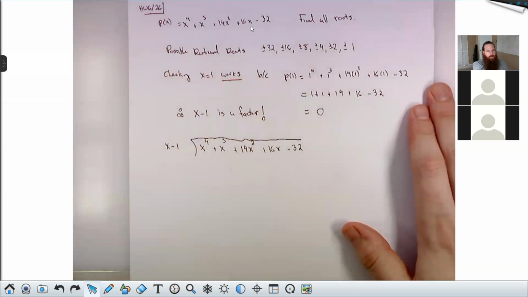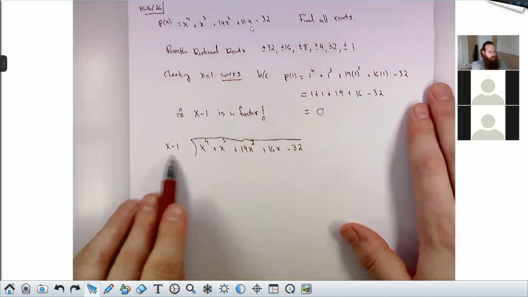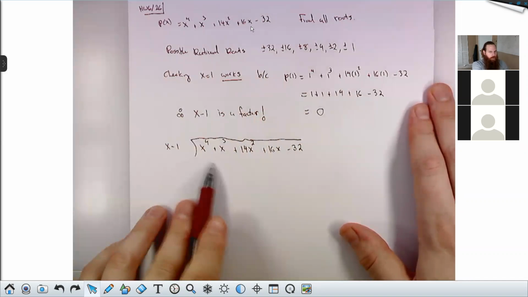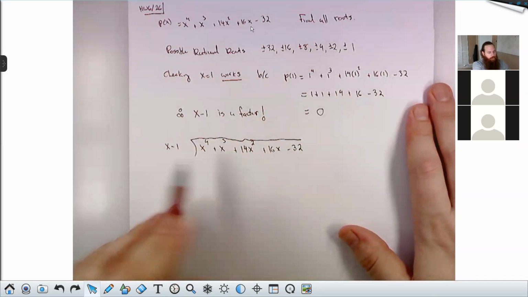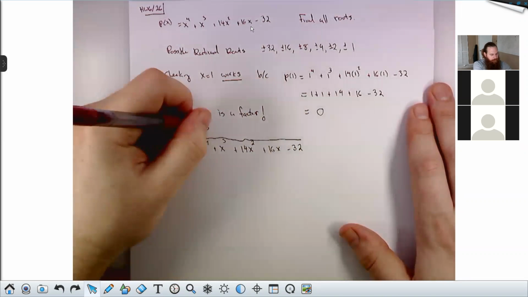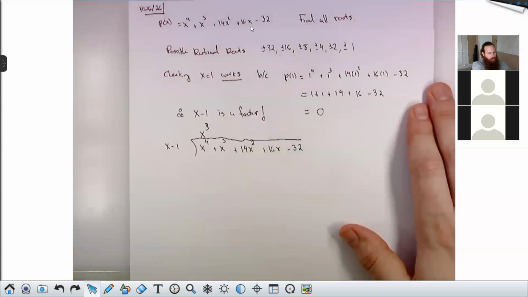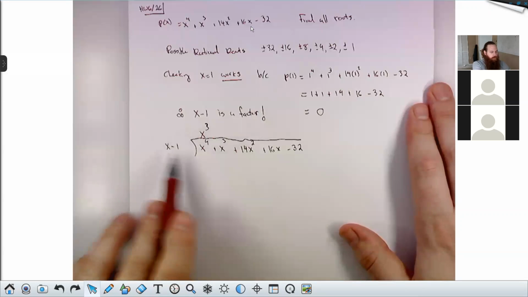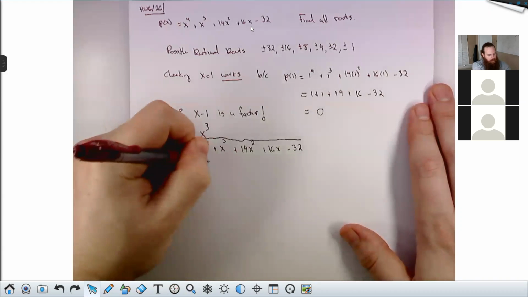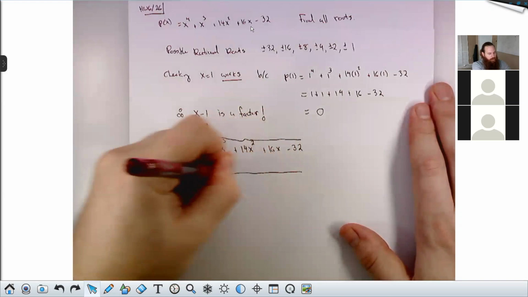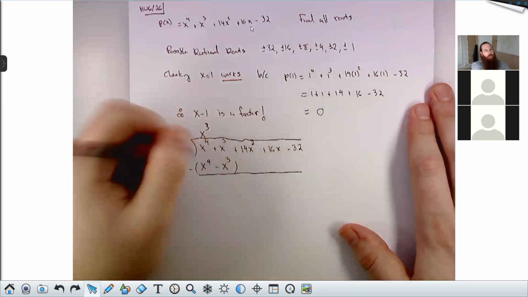and I long divide by x minus 1, the way I do this is just by paying attention to the lead terms. So to turn x into x to the 4, I would multiply by x cubed. So I write an x cubed up here. And then I take this guy and I distribute him here. So x cubed times x minus 1 is x to the 4 minus x cubed. And then I subtract this whole row from the row above.